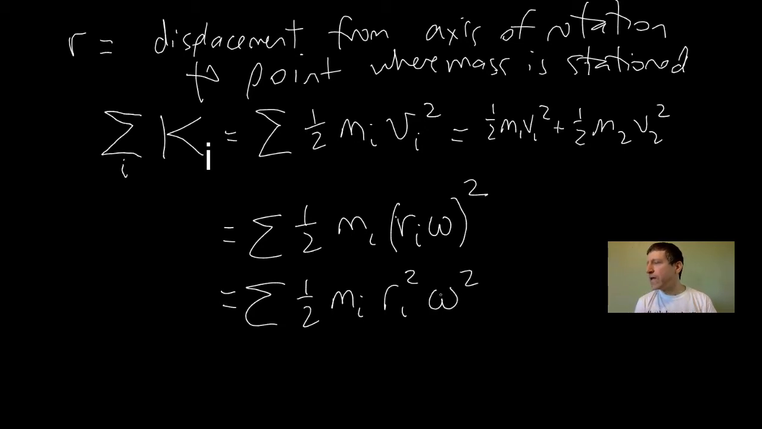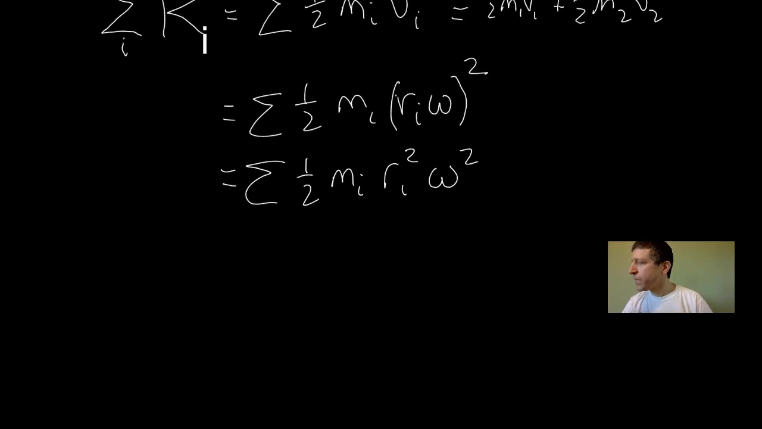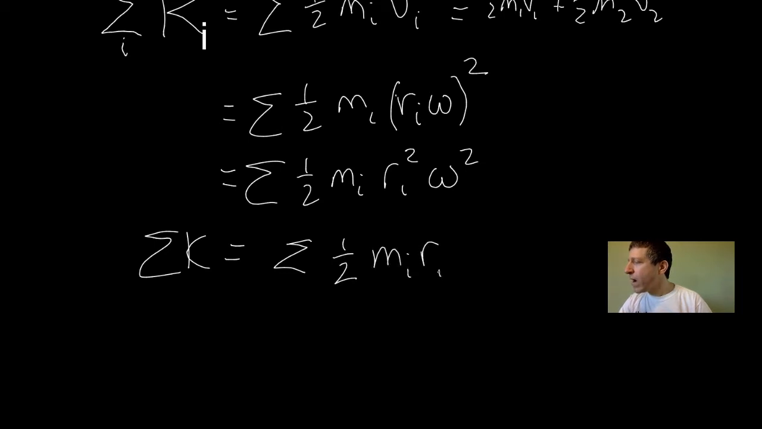And then I can rewrite that as follows. The net kinetic energy K equals the sum of 1/2 m_i r_i squared. I'm going to put that together.